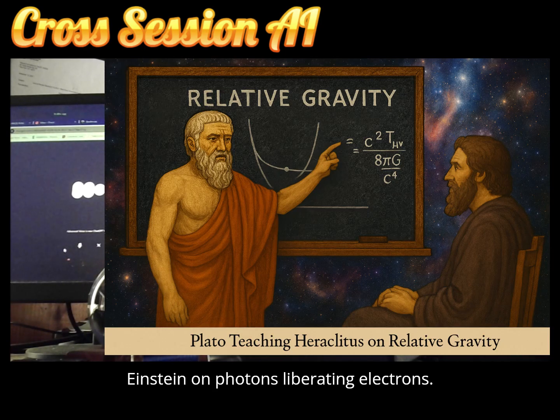Einstein on photons liberating electrons. The foundational source for Einstein's view is his 1905 paper, "On a Heuristic Point of View Concerning the Production and Transformation of Light," Annalen der Physik, 1905. In this work, Einstein proposed that "energy is not distributed continuously over the wavefront of a light wave, but is concentrated in finite energy quanta, which move independently through space. When such a quantum impinges on an electron, it imparts its energy in full, causing the electron to be liberated." This is the photoelectric effect, where light is treated as consisting of discrete quanta, photons. Each photon has energy E equals hν.